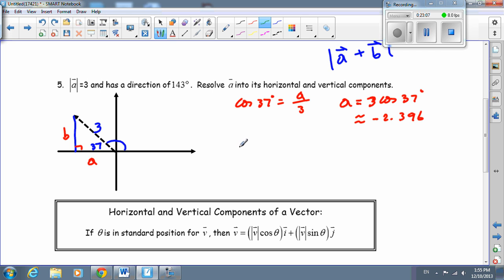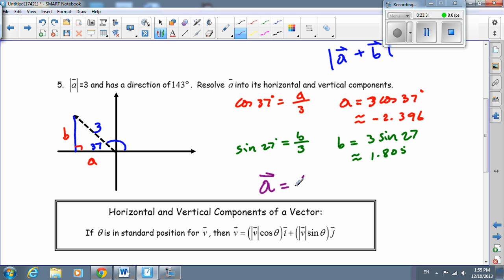I'll do the same thing for b. This time I will say sine of 37 degrees is equal to b over 3. So b is equal to 3 sine 37, and it will give you approximately 1.805. So for the final answer, vector A is equal to, you will put your x coordinate, negative 2.396, comma, the y one, 1.805.